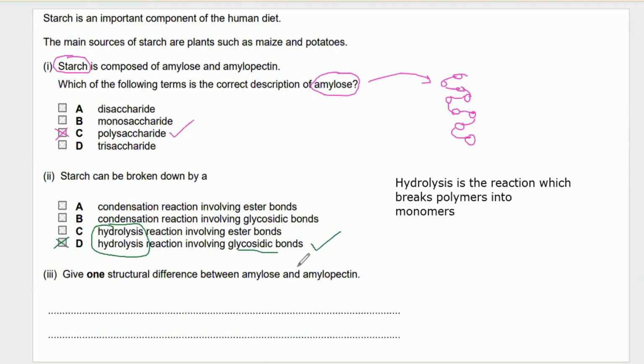The answer here is D, because carbohydrates contain glycosidic bonds, lipids contain ester bonds. So the correct answer is D.